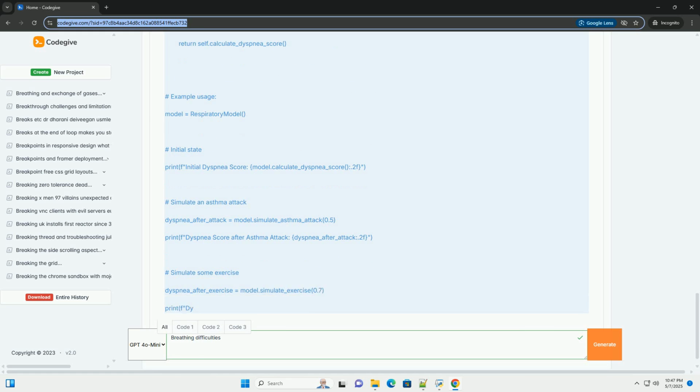4. Diagnosis of breathing difficulties. A thorough evaluation is crucial to determine the cause of dyspnea.